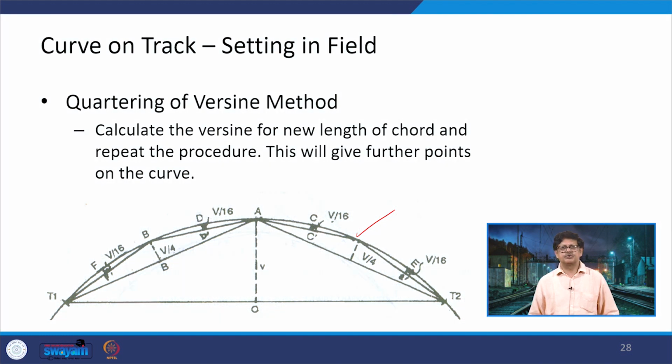So, with this we close our discussion on the circular curve. What we have discussed are the various relationships between the radius of the curve, the degree of the curve, the versine, and then we talked about the various methods which can be used to lay the curve in the field. So, there were around 5 methods which we have talked about, and some are being used on the Indian Railways.